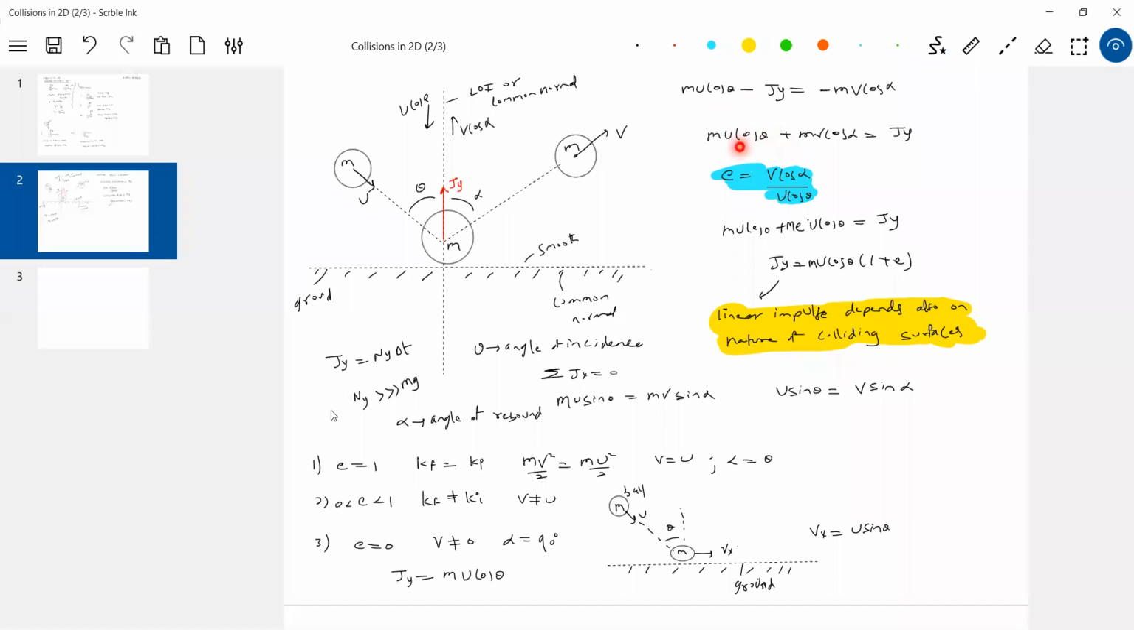So how should you proceed with the problem? When it comes in contact, you show the normal contact. Most of the problems we discuss will be normal contact, collision of two objects. When the two objects come in contact, normal contact will come. So what you should do: identify the common tangent, then the common normal. Along the common normal, impulse will act. Then proceed with the problem.